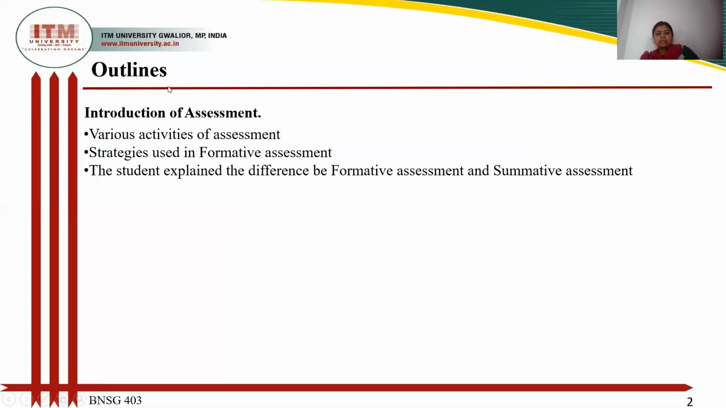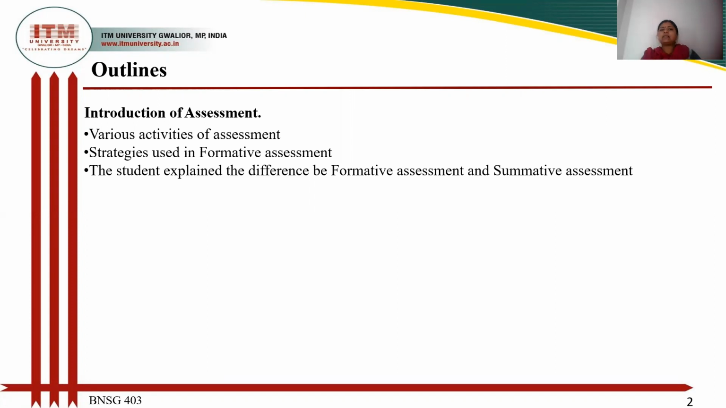The outline of the class is, we will know about the various activities of the assessment and the strategies used in the formative assessment, and the student will explain the difference between the formative assessment and the summative assessment. Till now, you have already come across these words, the summative assessment and the formative assessment, and many other various types of assessment, how we are assessing through the formative and how we are assessing through the summative assessment.